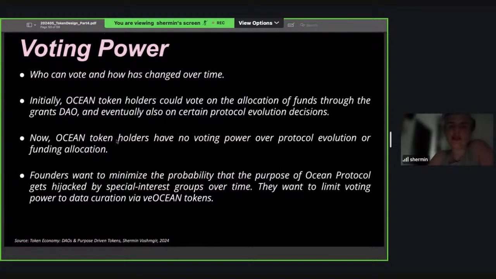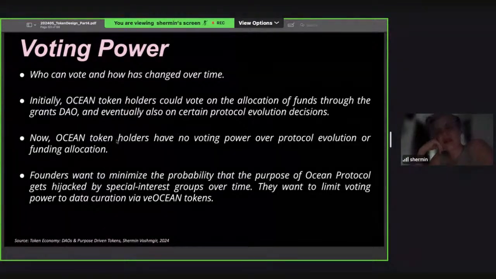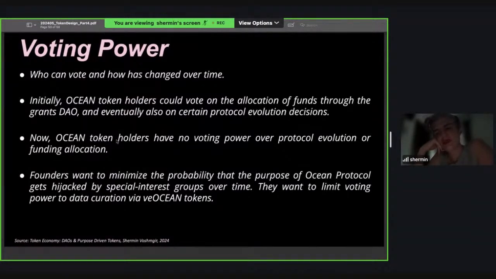Today, Ocean token holders have no voting power over protocol evolution or funding allocation in any kind of way. And as I said before, and here I can only quote Trent, they want to minimize the probability that the purpose of the Ocean Protocol gets hijacked by special interest groups. That was the reason they stopped the grants DAO. It wasn't running for a long time, but even through this short period, they already saw special interest groups trying to hijack the direction of the protocol, or at least the grants, and this is why they stopped it in the end. The idea is to limit voting power to data curation via Ocean tokens.